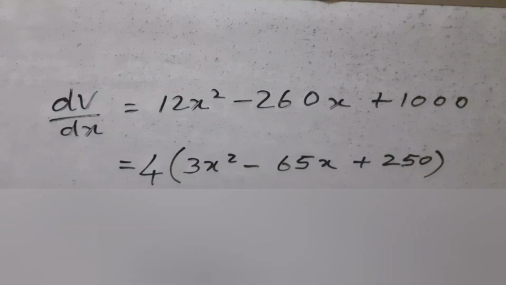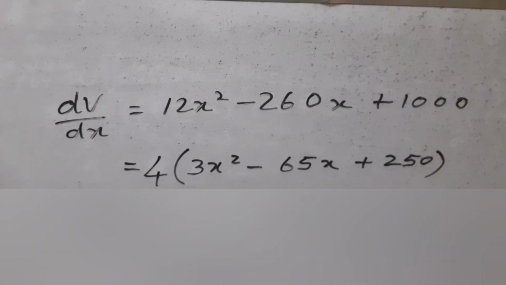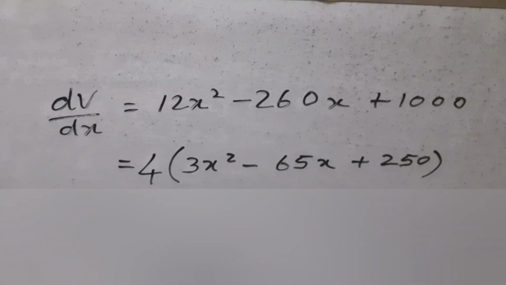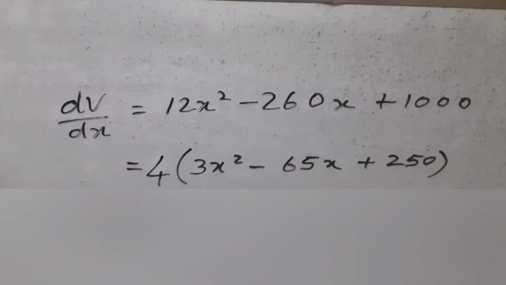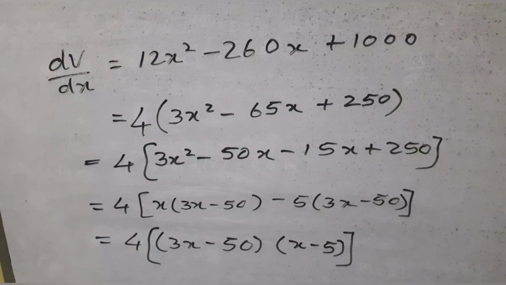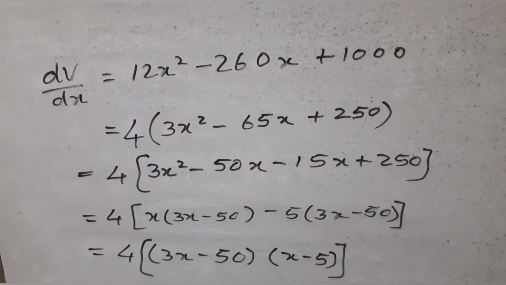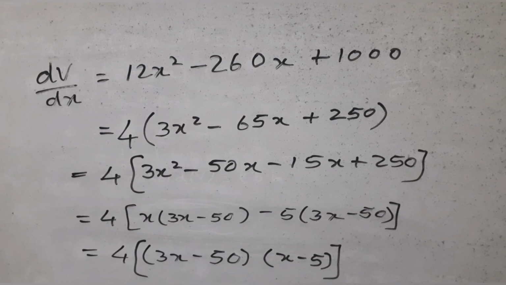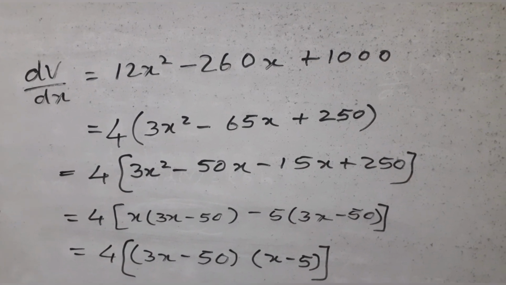Take the common factor out. To factorize dv by dx, we require two numbers whose product is 3 into 250, that is 750, and whose sum is minus 65. The numbers are minus 15 and minus 50. Split the middle term as minus 50x minus 15x. Take x common from the first two terms and minus 5 common from the last two terms. We get the factors x minus 5 and 3x minus 50.